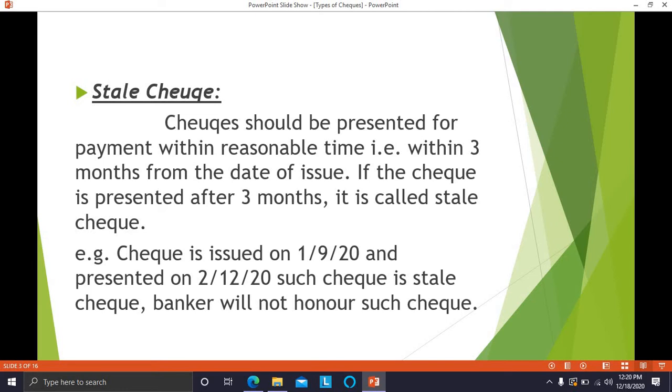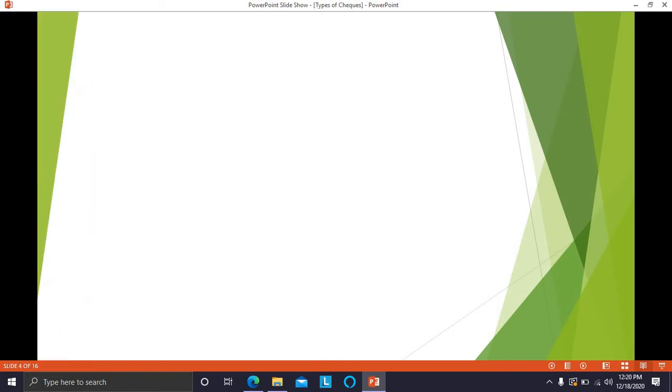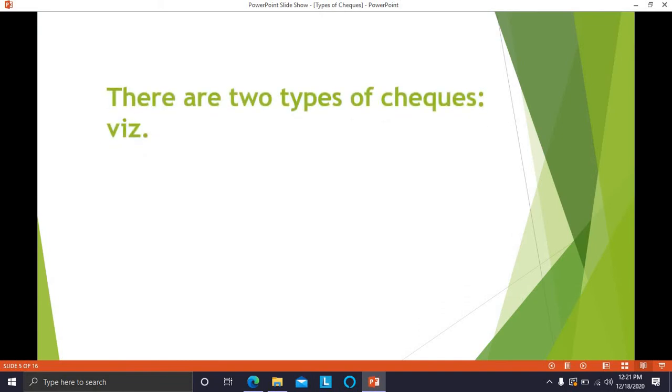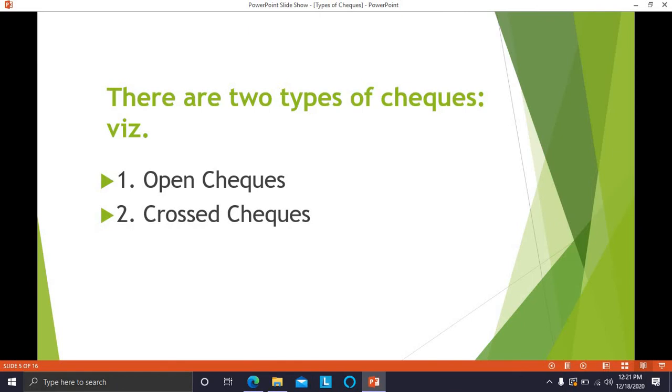So these are the three terms which are used in the check, and on these three terms, always there will be a case study in your question paper. Now we will start with types of checks. So this types of checks is also important, sometimes asked for 5 marks. So there are two types of checks. Which are the two types of checks? The first is open checks and crossed checks.